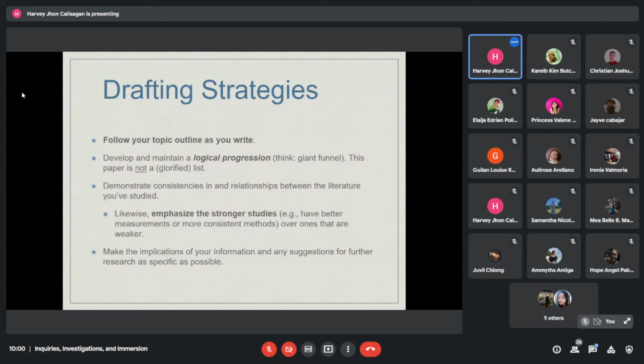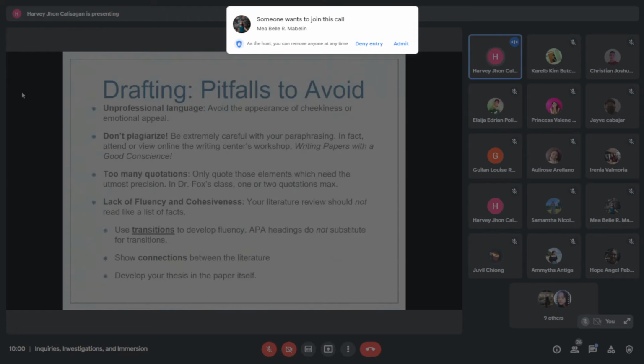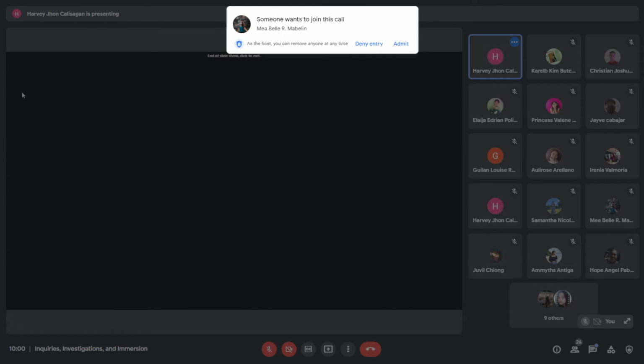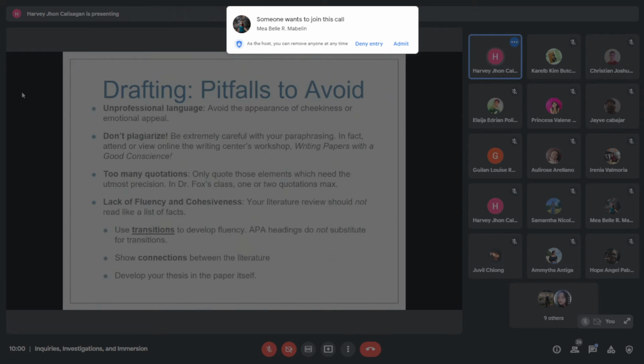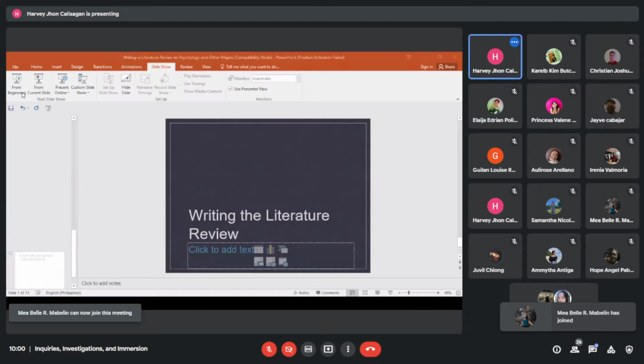So I think it's very easy to understand the drafting strategies, because do not encode everything first. You have to draft, write, and rewrite. I will not discuss anymore the introduction and conclusion. I will discuss this one next time.